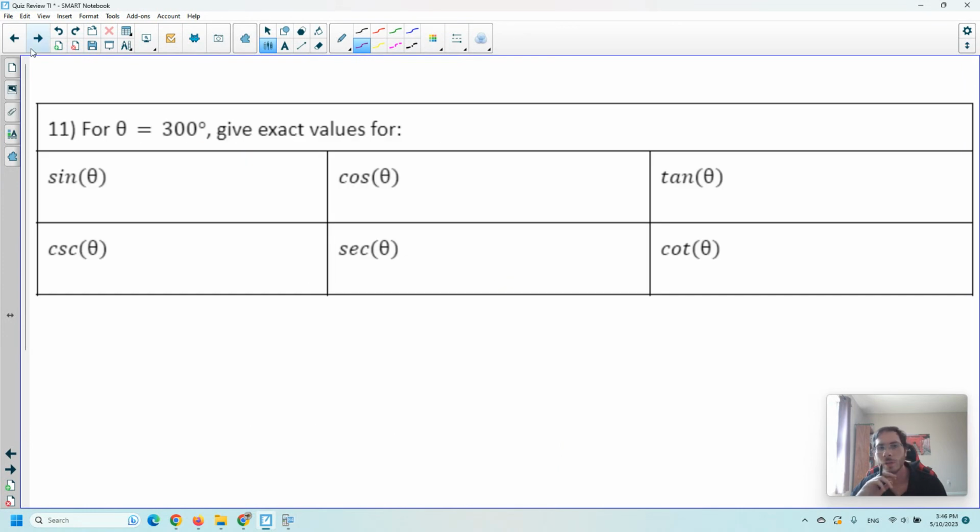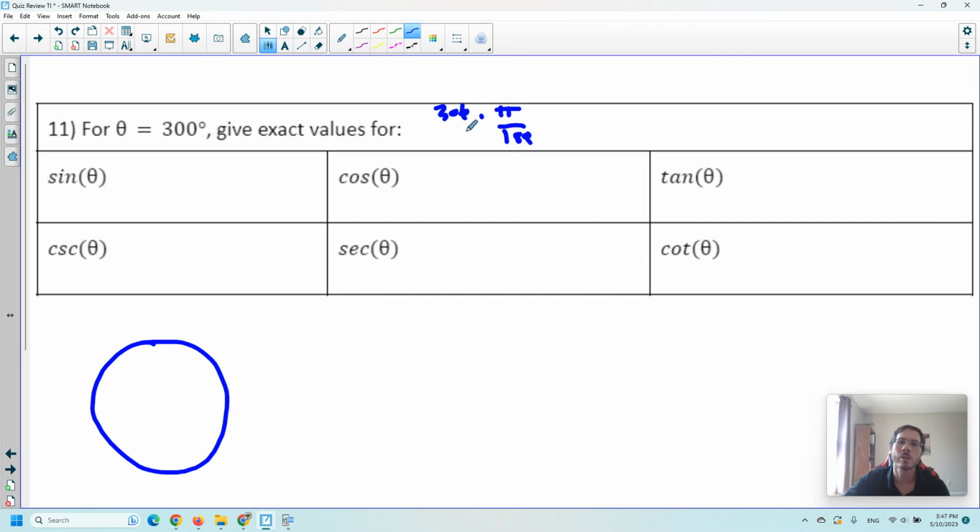All right, and last one we got, number 11, for theta is equal to 300 degrees, give the exact values. So in class, we tended to convert these. You don't have to convert it if you don't want to, but a lot of people, it made sense to draw the triangle or draw the circle out. For 300 degrees, if we do 300 times pi over 180, 0 and 0 cancel. We can divide both of those by 6, so we get 5 pi over 3. So this tells me that I want to split it into 6 pieces. So let's go 0, 1, 2, 3, 4, 5. So we're down here. So this is the one that we want to pick.